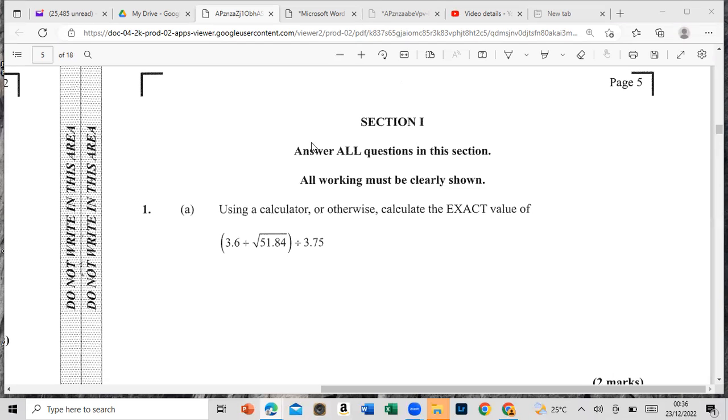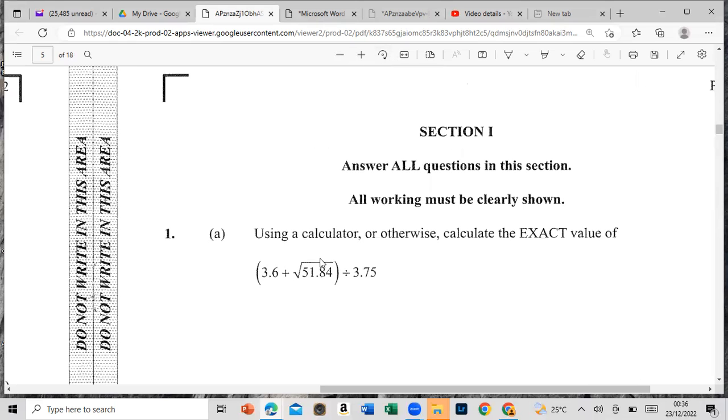Make sure you also do it as you go along. Make sure you do the calculation for yourself. The first thing that we want to do is what's inside the bracket, and then we also want to do what's inside the square root first. So it's like a double whammy. We do what's inside the bracket, however, we also do what's inside the square root.